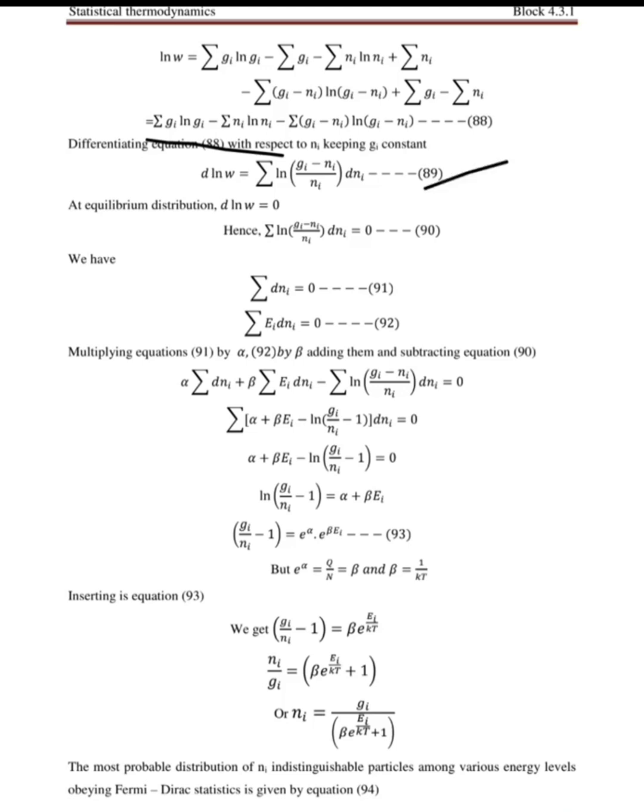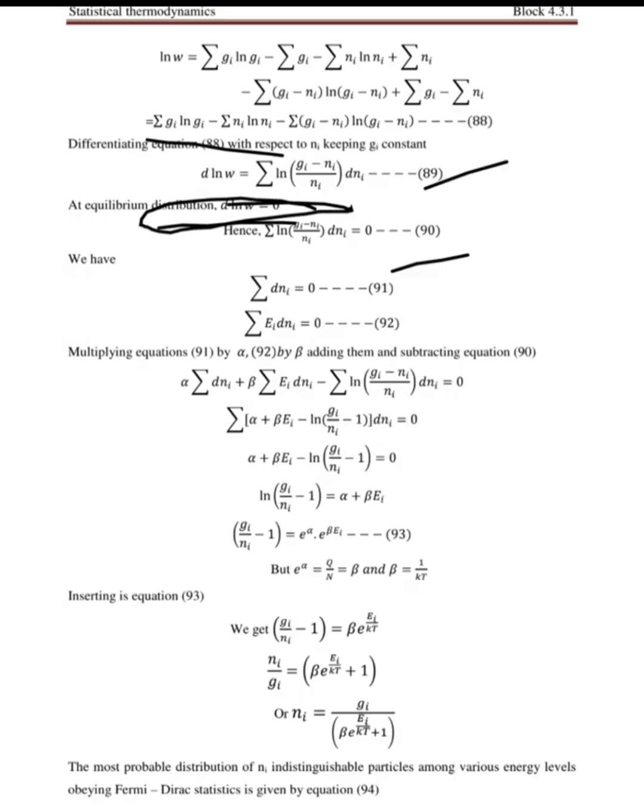And for the equilibrium distribution, where W is maximum, d ln of W will be 0. When it is the equilibrium distribution, it will be 0. So keeping d ln of W equal to 0, we are going to include it in equation 89. That is equation 90 that we are going to get.